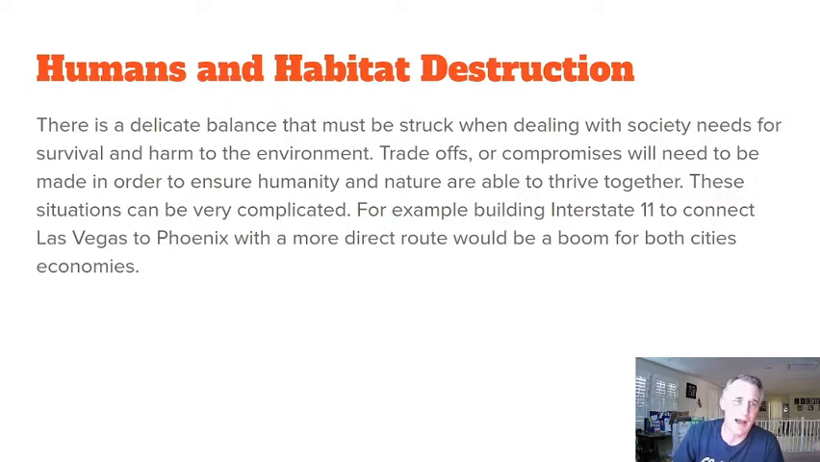So let's talk about humans and habitat destruction. There's a delicate balance, right, that must be struck when dealing with societal needs for survival and harm to the environment. There are trade-offs, there are compromises that need to be made in order to ensure that humanity and nature can thrive together. These situations can be super complicated. So here's one of those examples that I mentioned earlier in the notes. One example is the building of Interstate 11 that's supposed to connect Las Vegas to Phoenix. With a more direct route, it would cause an economic boom for both cities, right? It would be a great thing for Phoenix as well as Las Vegas.